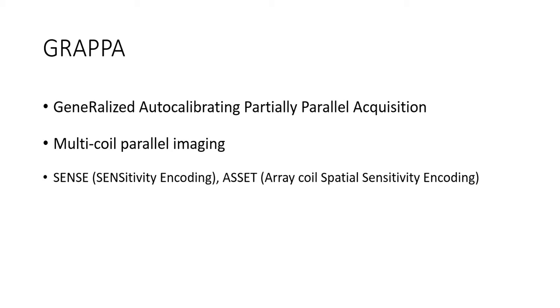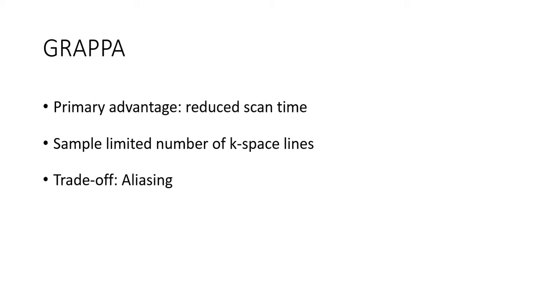So my project topic is GRAPPA MRI sequence, which stands for Generalized Auto-Calibrating Partially Parallel Acquisition. It is a multi-coil parallel imaging technique, just like SENSE or ASSET. Since it's a parallel imaging technique, the primary advantage is reduced scan time. We can acquire images much faster compared to regular MRI sequences such as gradient echo or spin echo sequences.